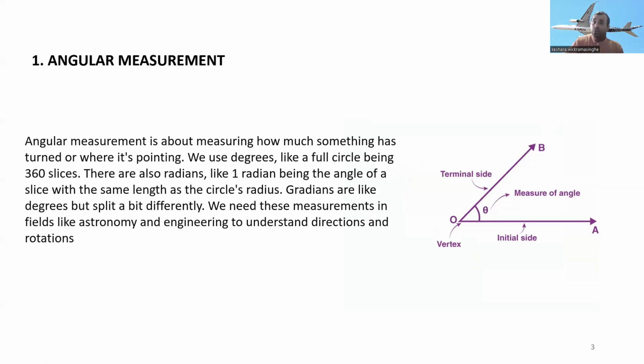There are also radians, so we have two kinds of measurements. One is degrees and the other is radians, where 1 radian is the angle of a slice with the same length as the circle's radius. We will talk about the radius later. Gradients are like degrees but split a bit differently. We need these measurements in fields like astronomy and engineering to understand directions and rotations. You can see here the terminal side, the initial side, and the vertex. This is the measuring angle.